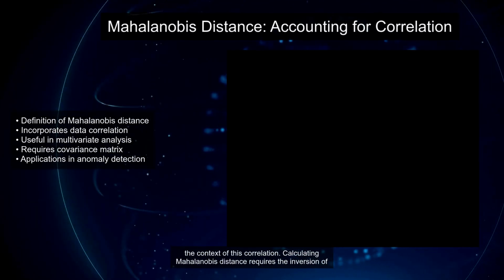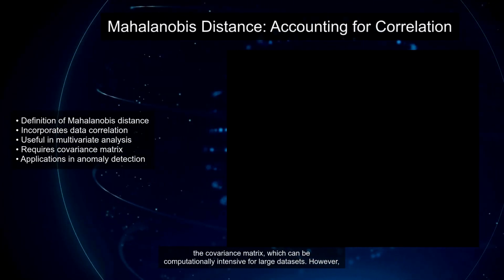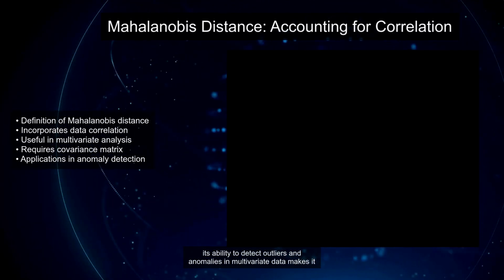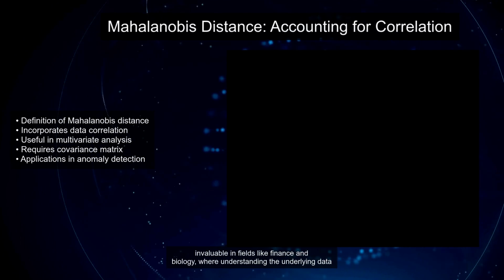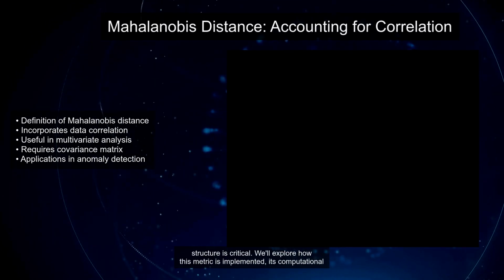Calculating Mahalanobis distance requires the inversion of the covariance matrix, which can be computationally intensive for large datasets. However, its ability to detect outliers and anomalies in multivariate data makes it invaluable in fields like finance and biology, where understanding the underlying data structure is critical.